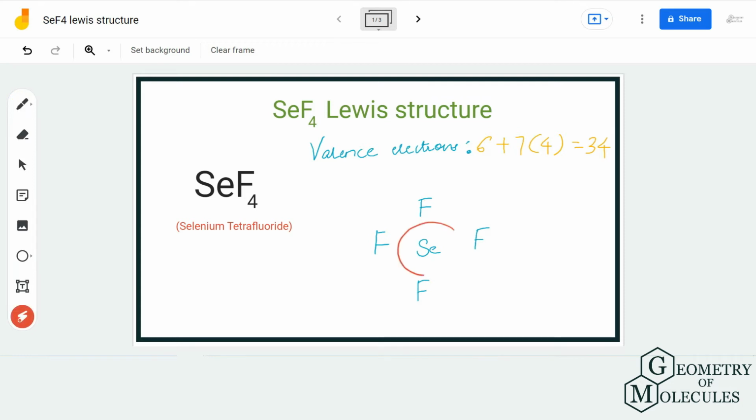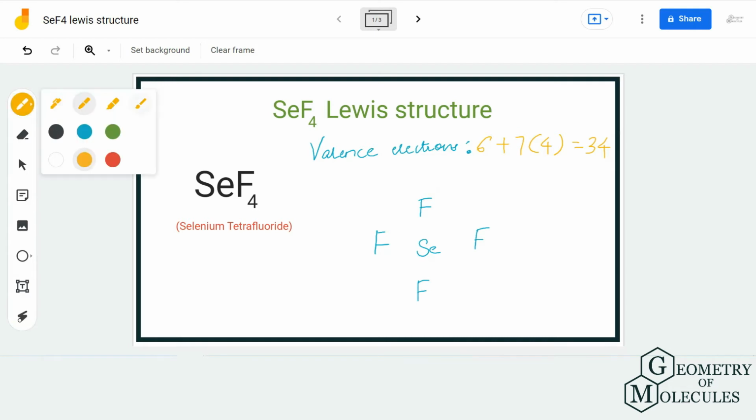I am going to place the selenium atom in the center and all the fluorine atoms will go around the selenium atom like this. To show a bond, I am going to place a pair of electrons between selenium and fluorine atoms. Doing that, I will be using up 8 valence electrons out of 34 and I am left with 26 valence electrons. I am going to place 6 valence electrons around each fluorine atom so that it can have a complete octet. Right now it only has 2 valence electrons in its outer shell. After placing 6 valence electrons around each fluorine atom, we will have complete octets for all these fluorine atoms.